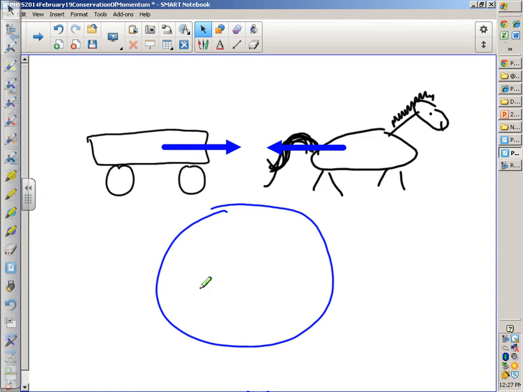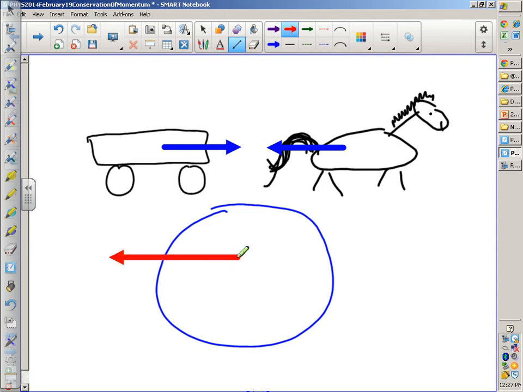Anytime this horse takes a step, in order for that to happen, he has to do something first. Anytime you take a step, or jump, or try to stop yourself, you have to push on the ground. Whether it's walking forward, jumping straight up, or stopping yourself from going forward, you push on the ground. If you push on the ground, what automatically happens? The ground pushes back.